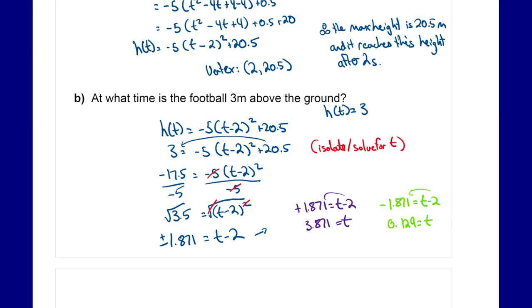So therefore, the ball is 3 meters above the ground at 0.129 seconds and 3.871 seconds. So in two different times, it's at 3 meters.